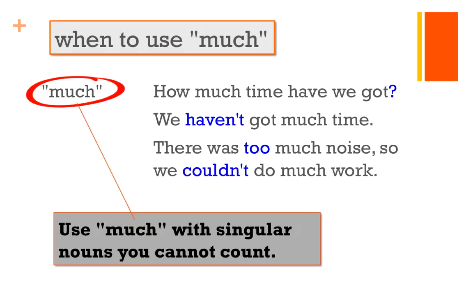There was too much noise, so we couldn't do much work. Singular nouns and cannot be counted. Noise and work. Time, noise, and work. Singular nouns that cannot be counted, and this is why we have much in combination with those three nouns. And you will also notice that the too here is in blue and the couldn't, and this leads us right to our second rule.